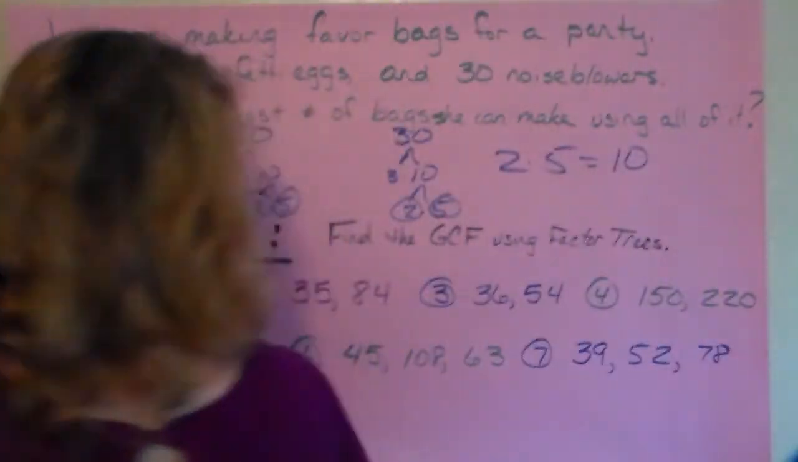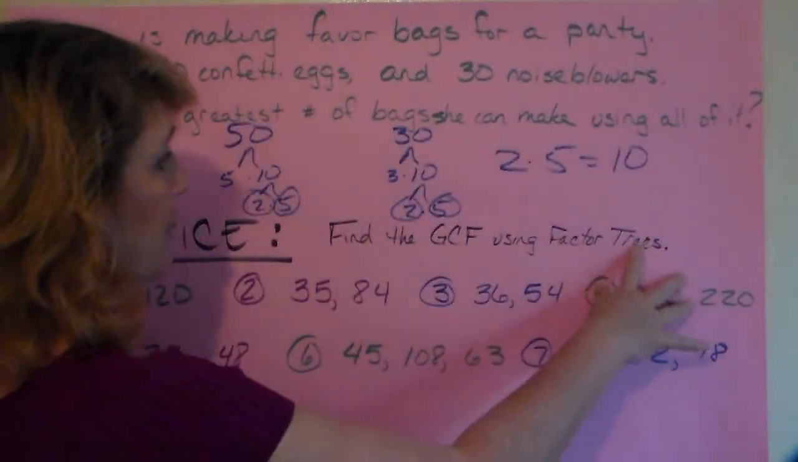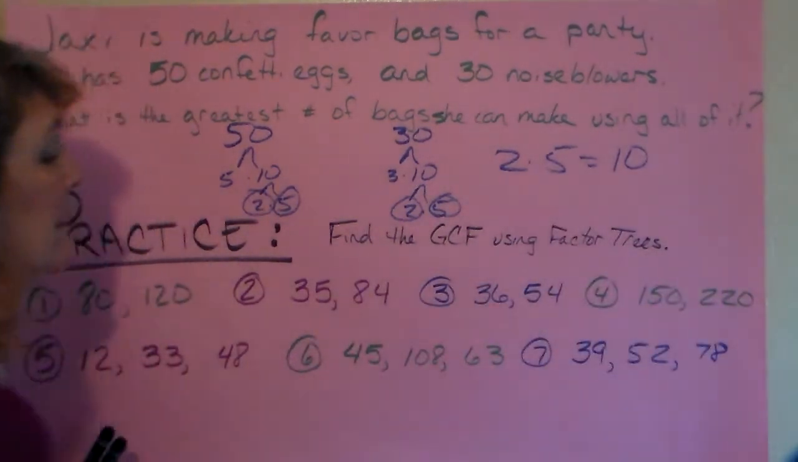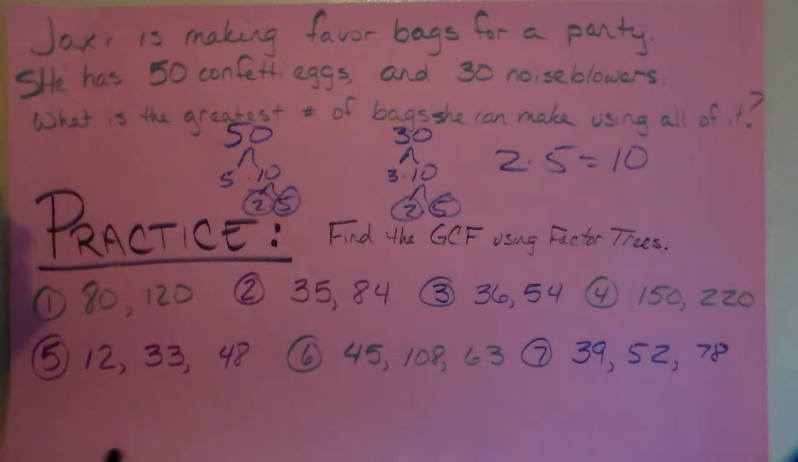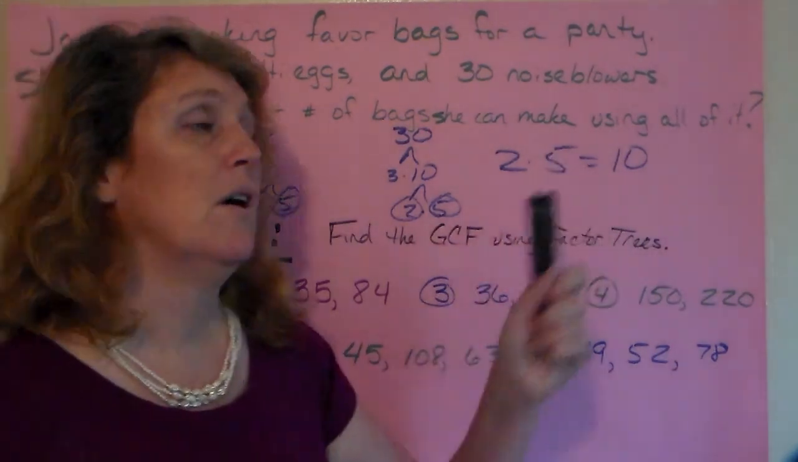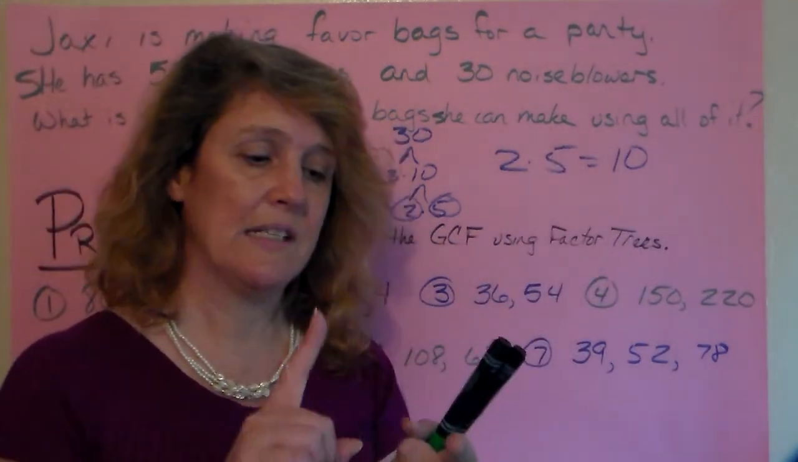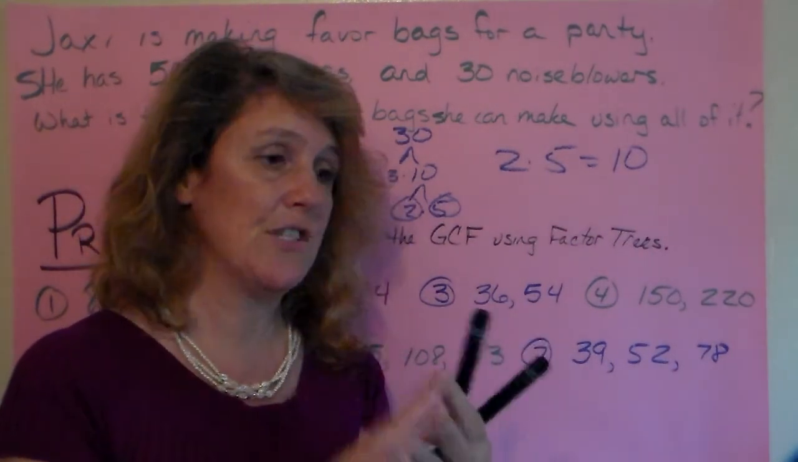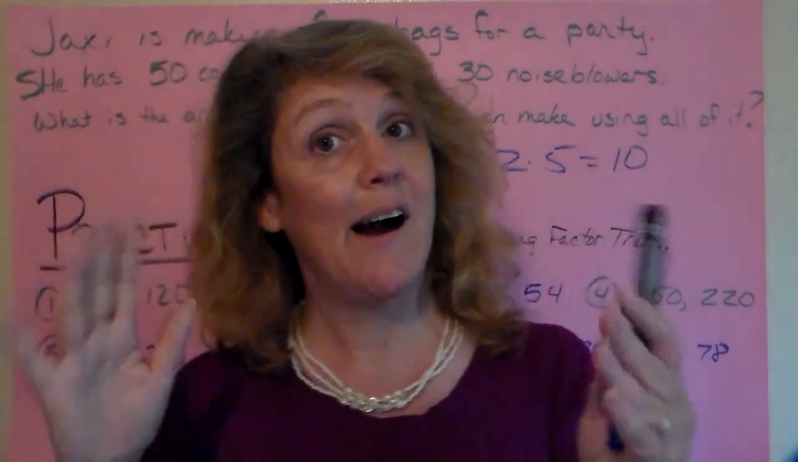All right, here's your stuff. You're going to find the greatest common factor using factor trees. You have 7 problems, and you're making trees and you're circling numbers and you're coming up with your GCF. So please, start with everything that's easy, put a hazard sign on questions if there's anything that you don't get, and I will see you tomorrow.